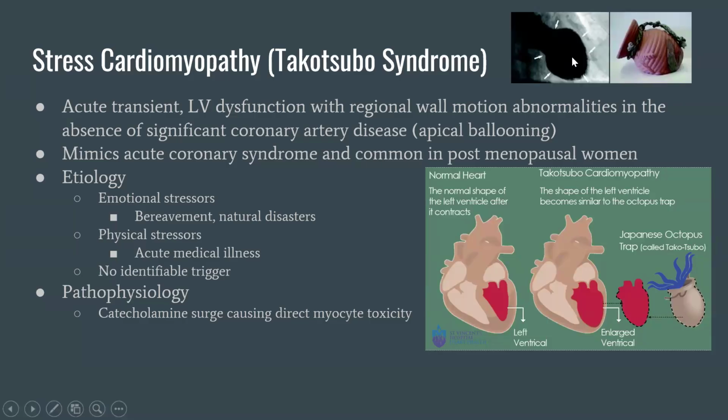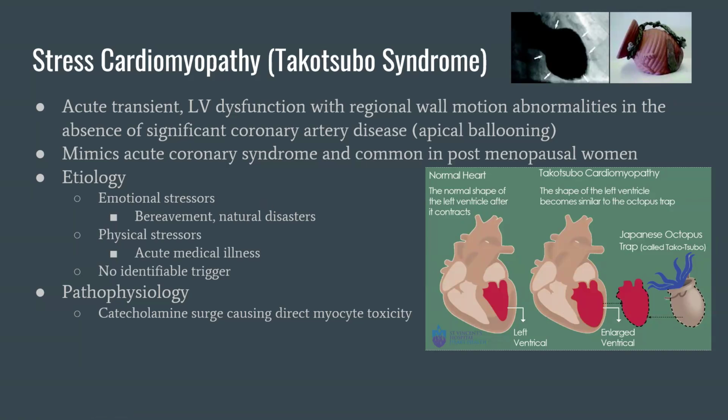Like this is an LV gram on a cardiac cath. They shoot contrast dye into the LV and they evaluate its shape and also the squeeze. That's all the contrast you see here on the X-ray for the cath. And you could see side by side, it kind of does look like that. So apical ballooning is what you guys should remember.